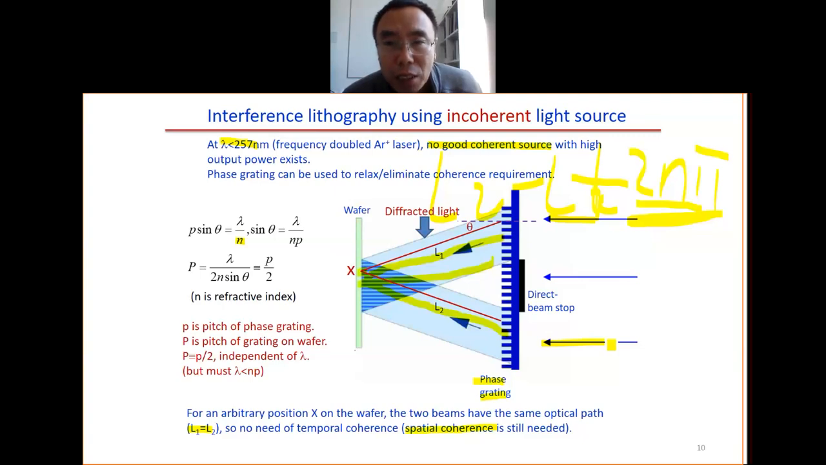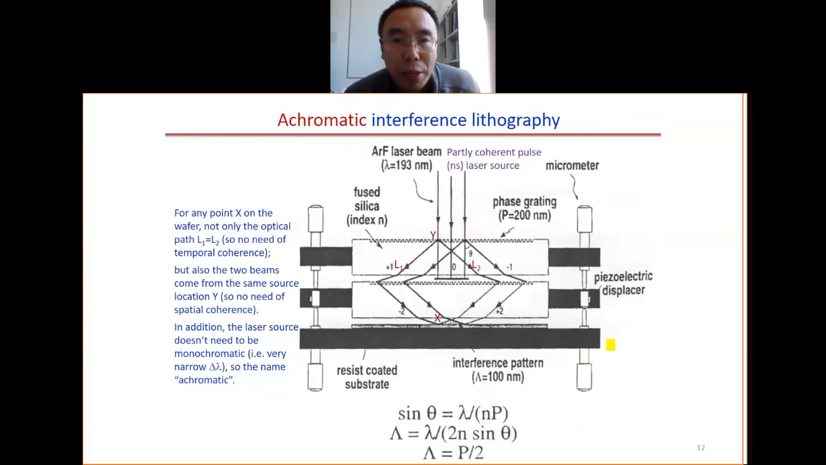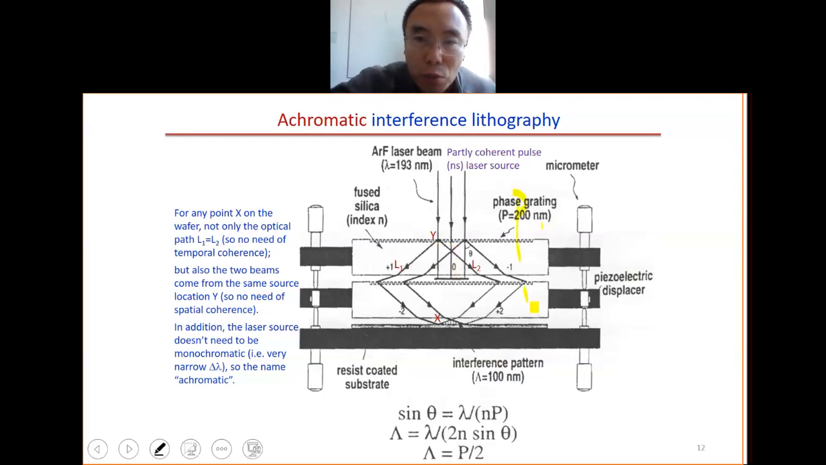So how to relax the spatial coherence? This can be done by using a two-phase grating: this phase grating 1, this phase grating 2. They do not have to be the same period. P1 and P2 can be different. But the drawing here shows P1 and P2 the same. When P1 and P2 are the same, the pitch on the wafer is again half of the grating period on the two phase gratings.